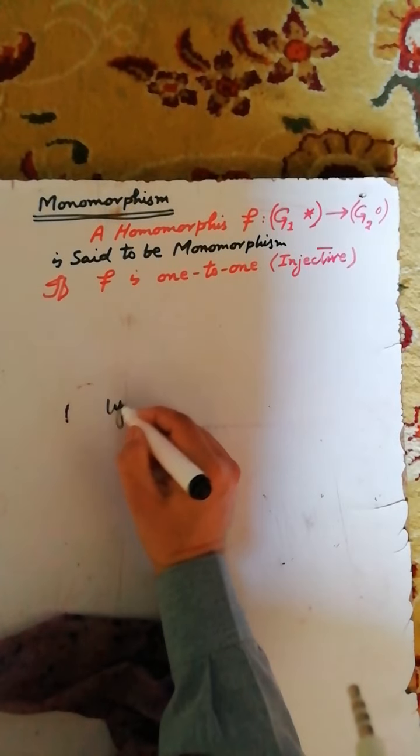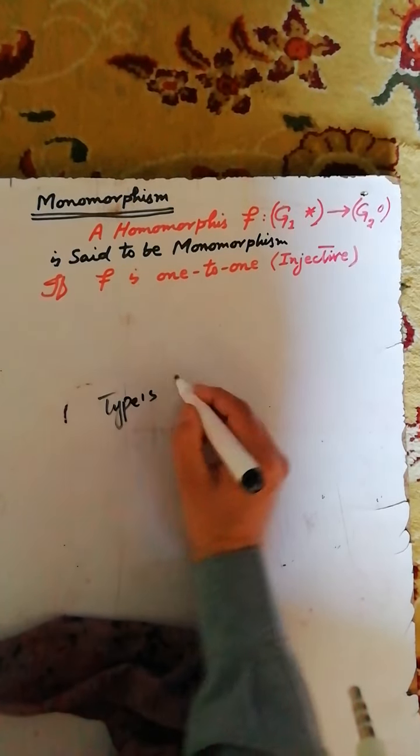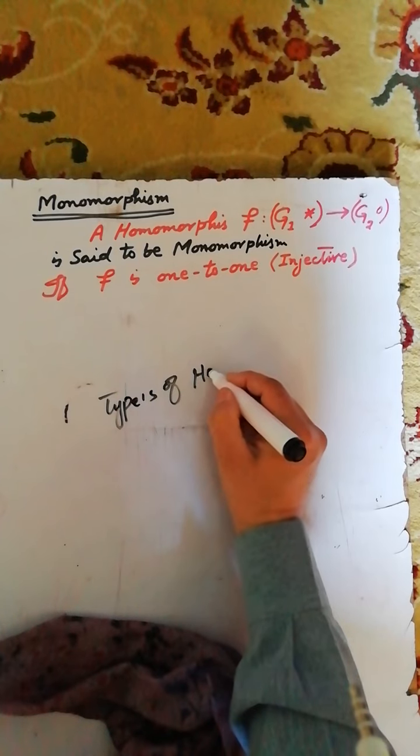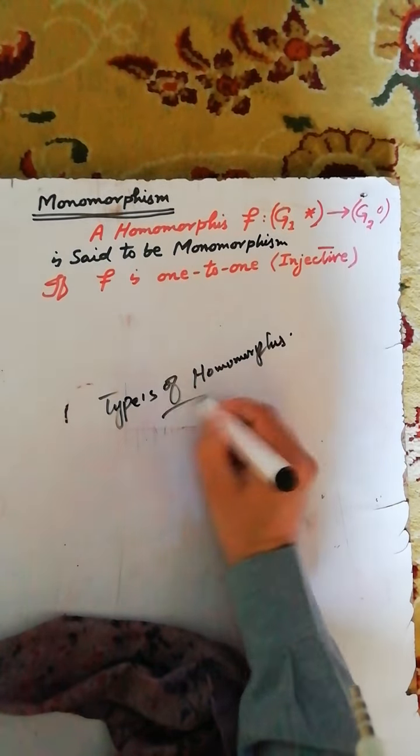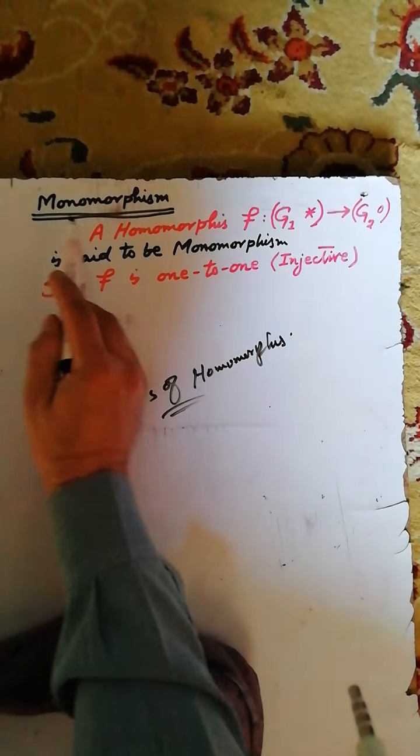Now, various types of homomorphism. Number one, monomorphism.